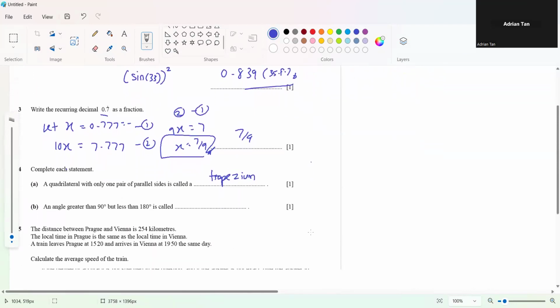So for number B, we have an angle greater than 90 degrees but less than 180 degrees, which is an obtuse angle. This one is just memorizing the name. If you don't remember the name, I recommend you study a little bit more. That would help.